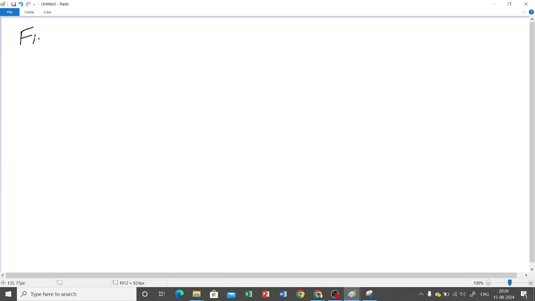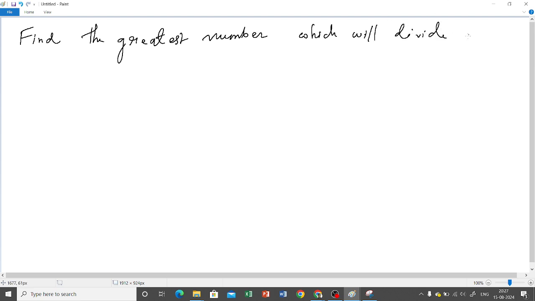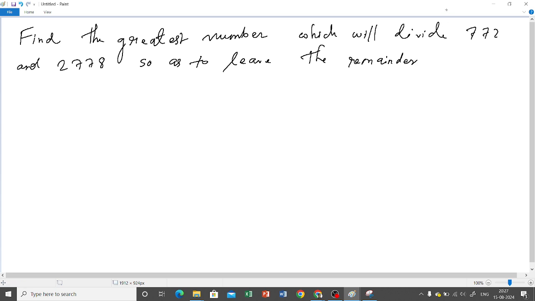Find the greatest number which will divide 772 and 2778 so as to leave the remainder 5 in each case.